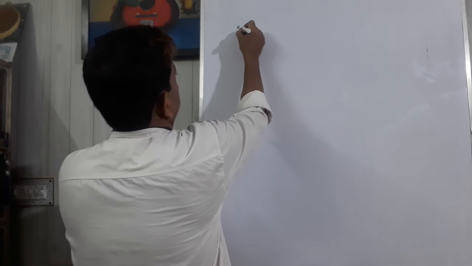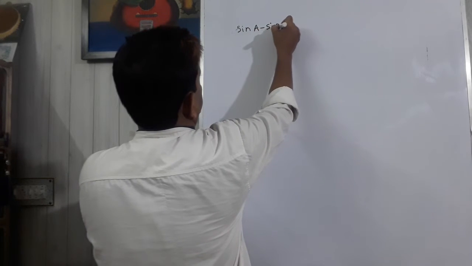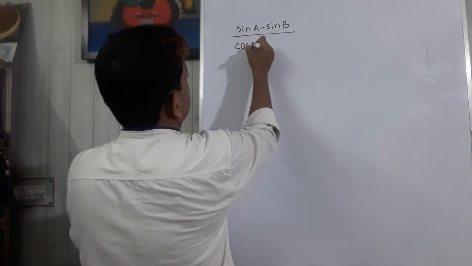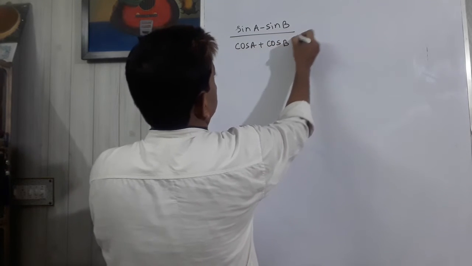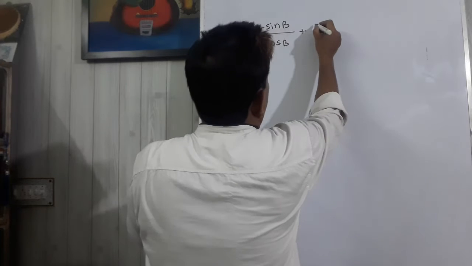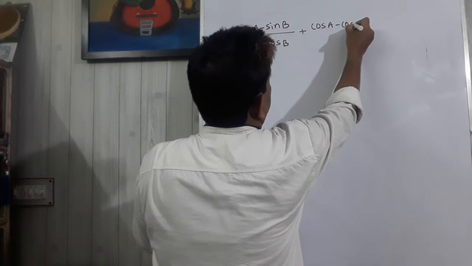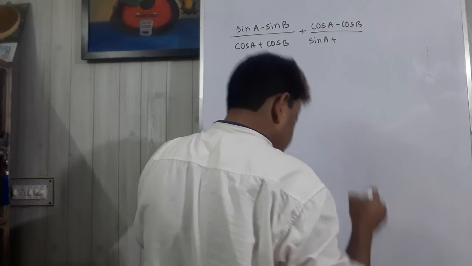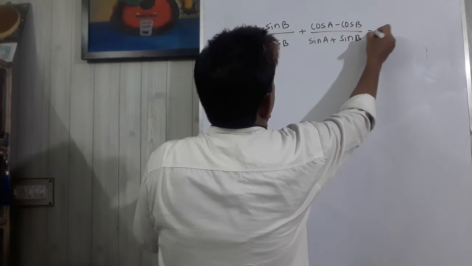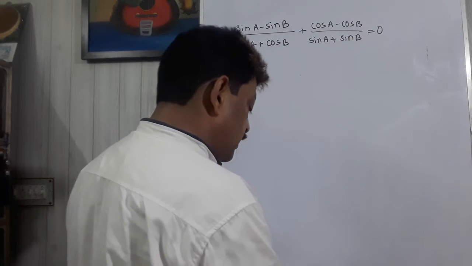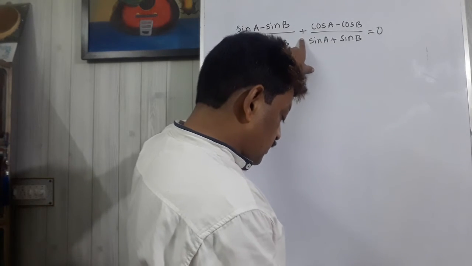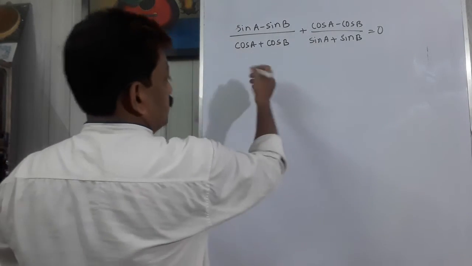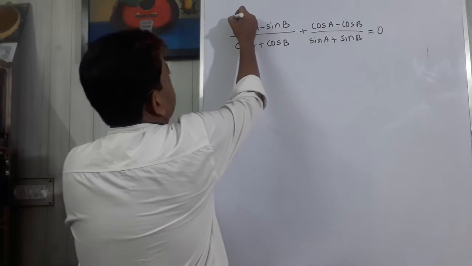Sin A minus sin B upon cos A plus cos B, plus cos A minus cos B upon sin A plus sin B, equals 0. So I am starting with the left hand side. So let us take this as the left hand side.